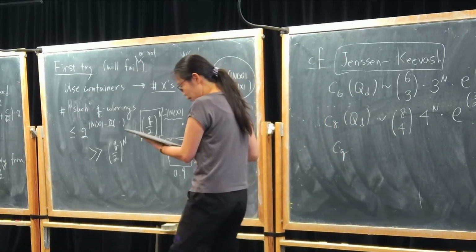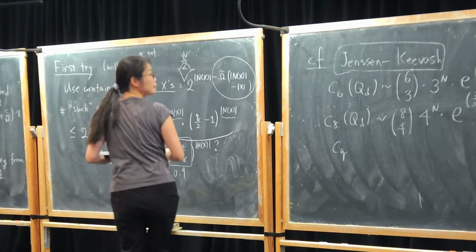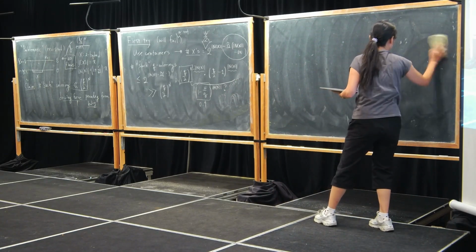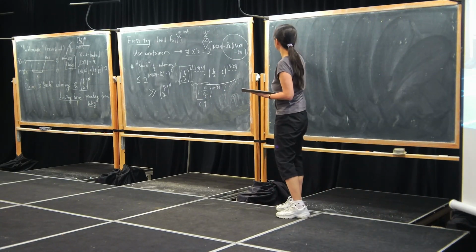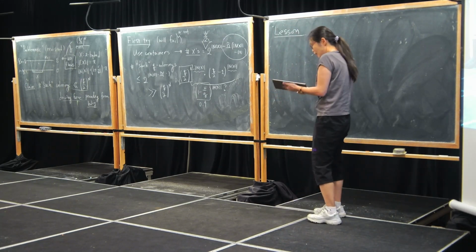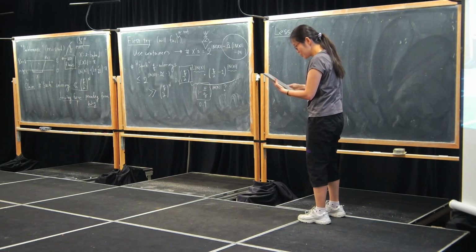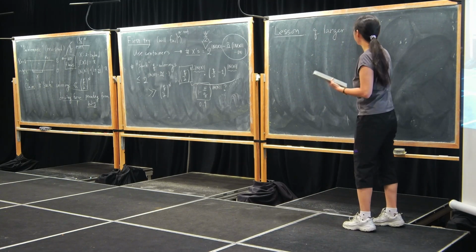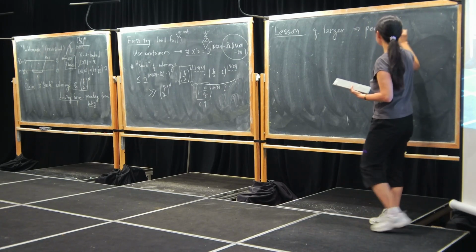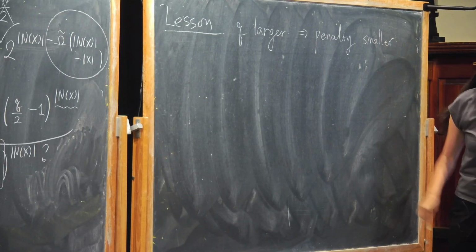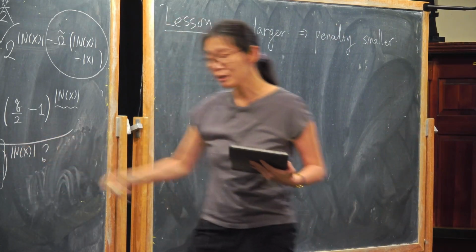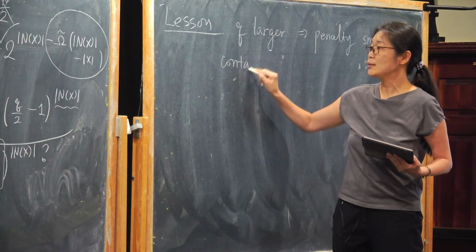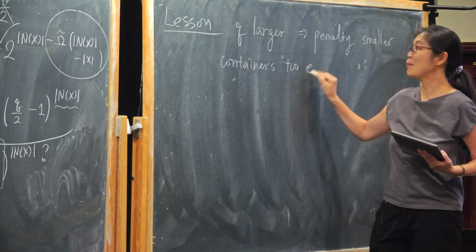Okay. So the lesson that we get from this is that when q is larger, then the penalty gets smaller. Do you agree with this? You see from here, as q gets larger, the penalty gets smaller and smaller. So in this sense, when q is larger, the container argument is too expensive. So we have to do something else.